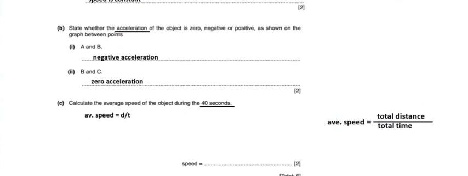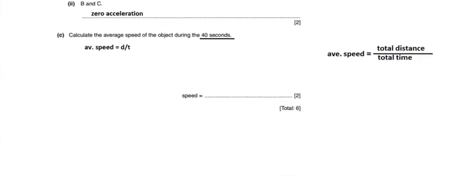So we can put this value in the formula. Here the total distance is 50 meters. Time taken is 40 seconds. So 50 divided by 40, we are getting about 1.25 meters per second. So our final value of this speed is 1.25 meters per second.